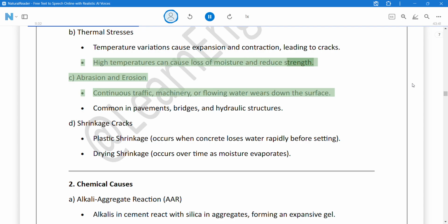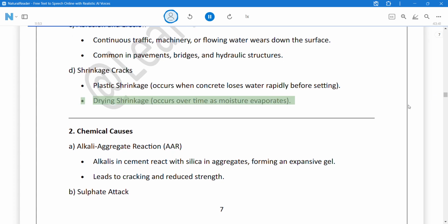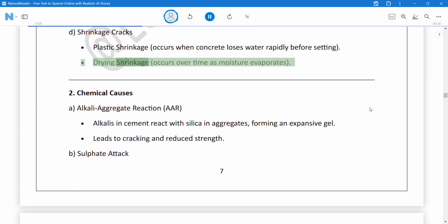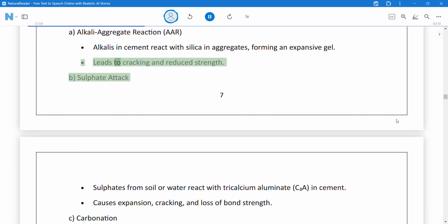C. Abrasion and erosion. Continuous traffic, machinery, or flowing water wears down the surface. Common in pavements, bridges, and hydraulic structures. D. Shrinkage cracks: plastic shrinkage, drying shrinkage. 2. Chemical causes. A. Alkali-aggregate reaction. Alkalis in cement react with silica in aggregates, forming an expansive gel. Leads to cracking and reduced strength.